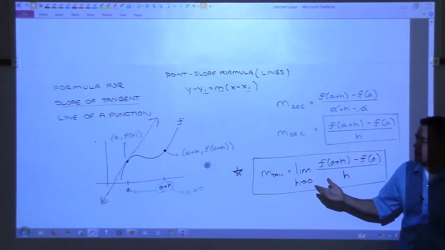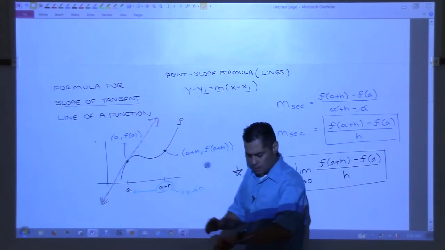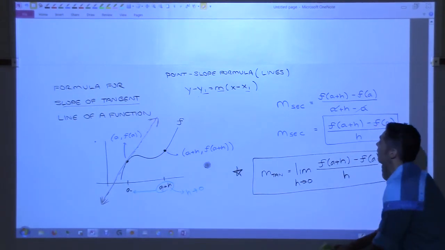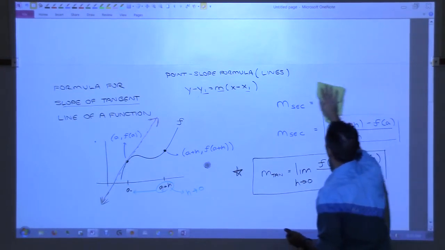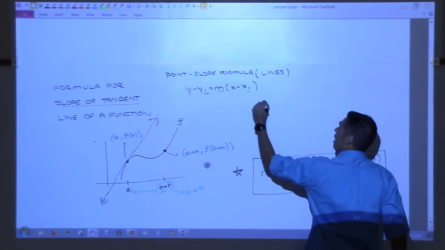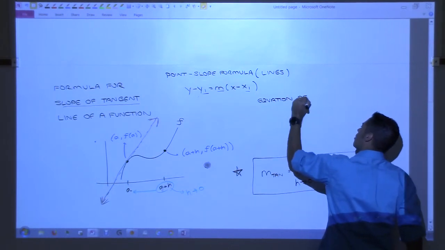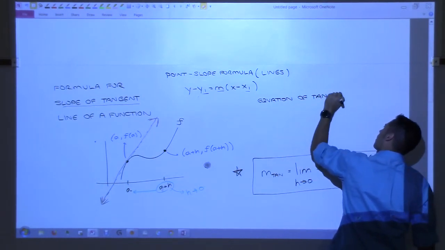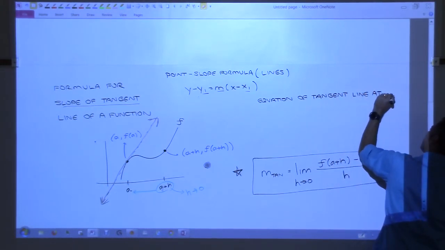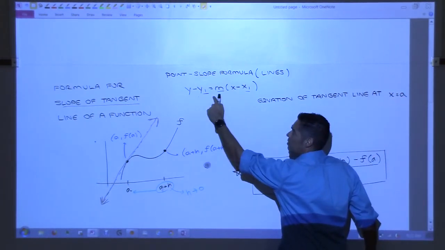What's the point on that line? (a, f(a)), right? So in that sense, let me erase this because we aren't really going to need the secant too much. If we want to find the equation of the tangent line at x equals a, it will be this formula. So watch what I'm going to do with this formula.